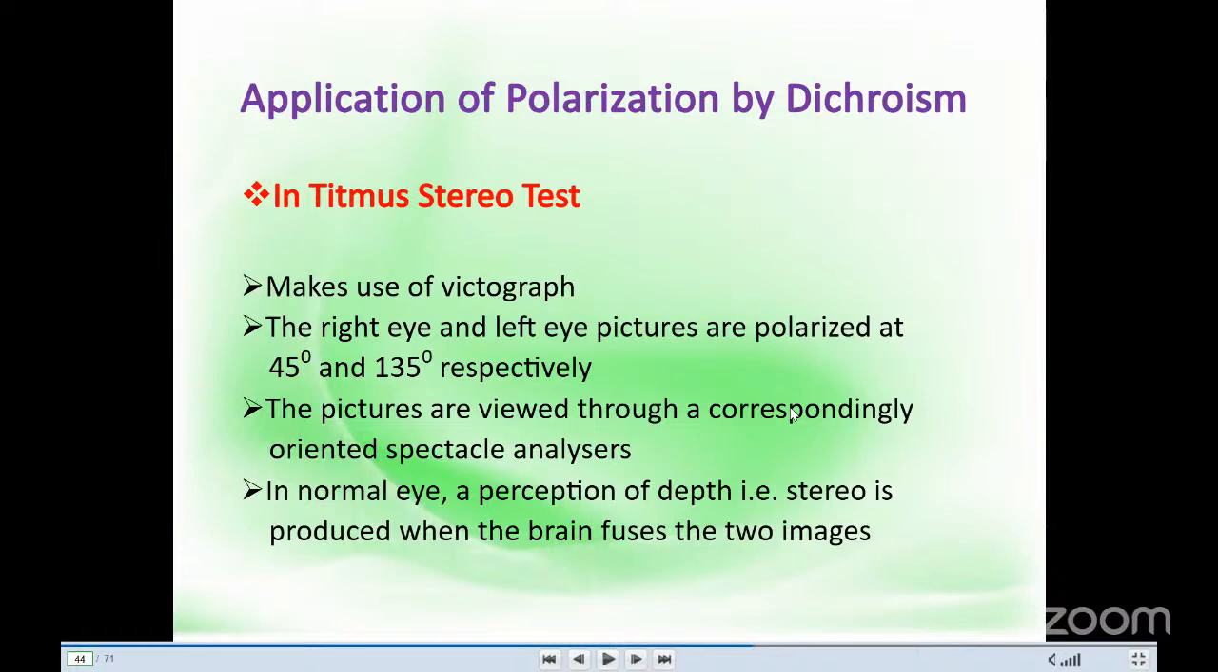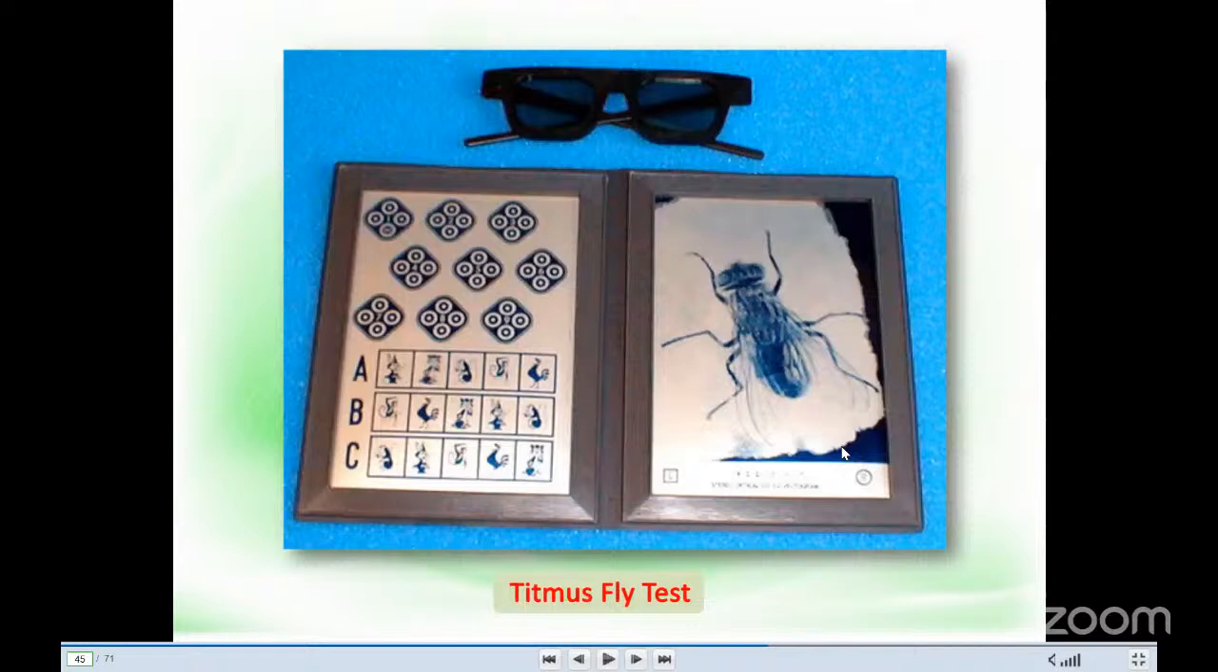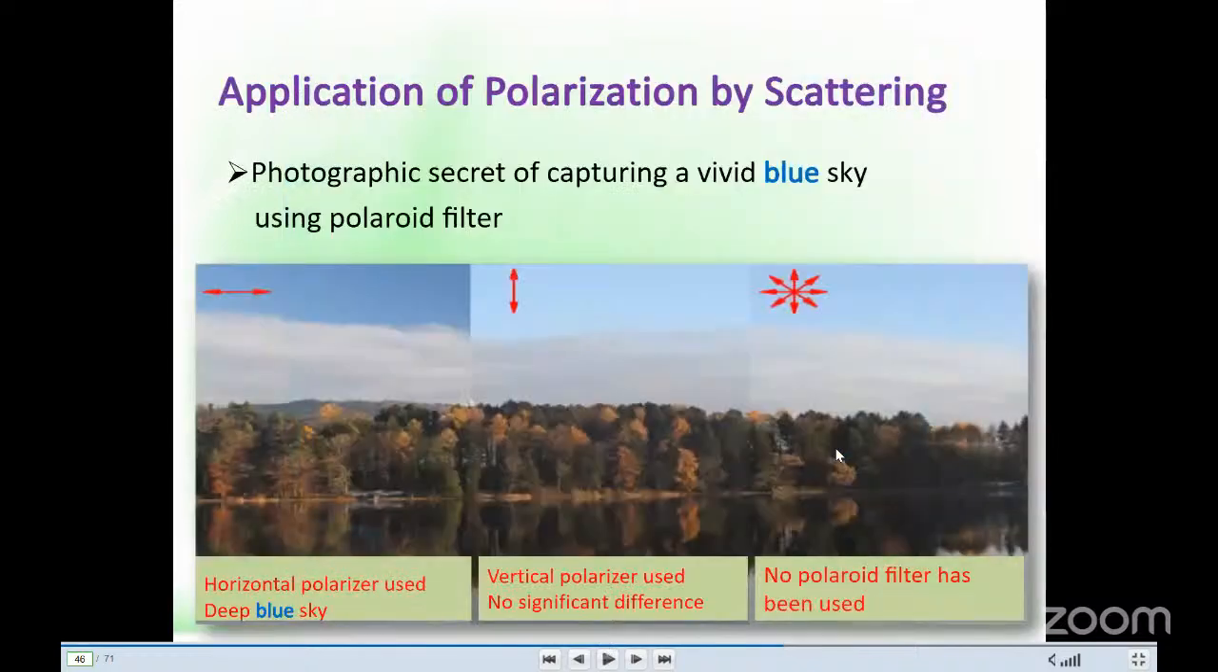So next are the applications of the polarizer. Decoration. In Titmus stereo test, then Titmus fly test. Next, photographic secret, capturing a vivid blue sky using Polaroid. So this is the case. Horizontal, vertical, if no polaroid.